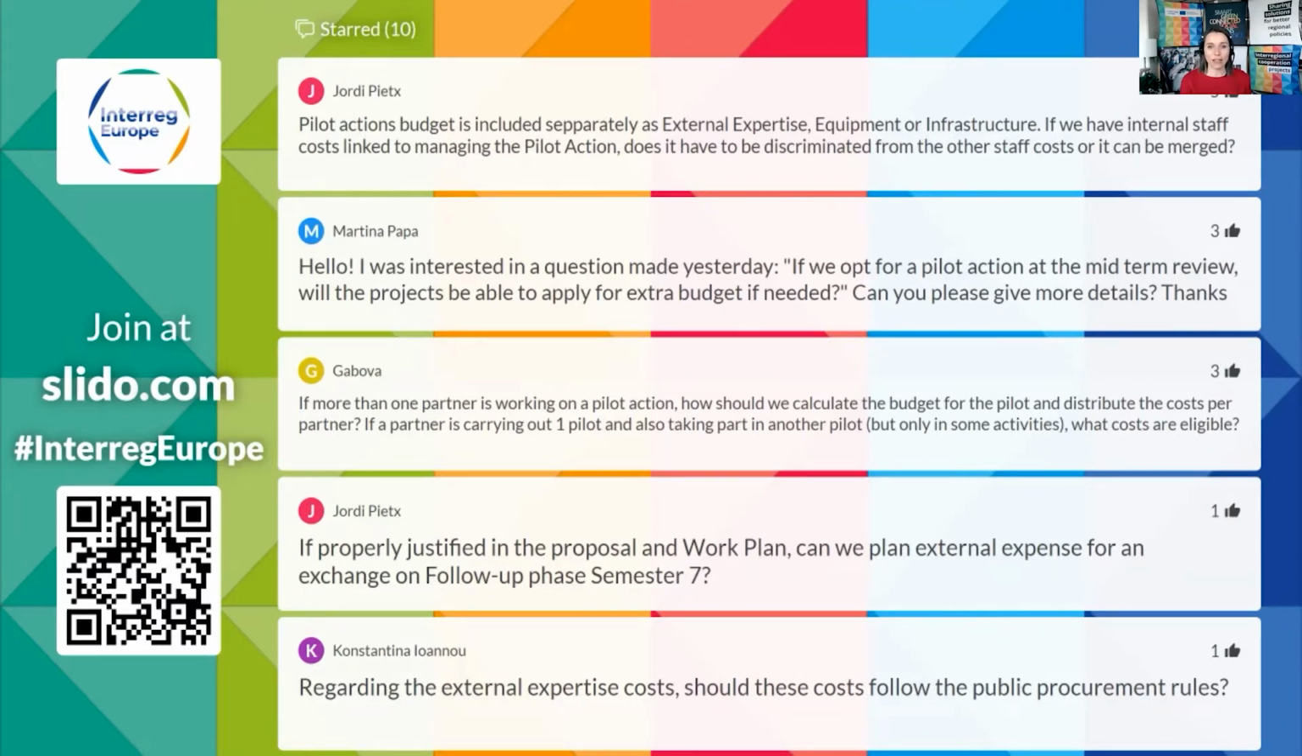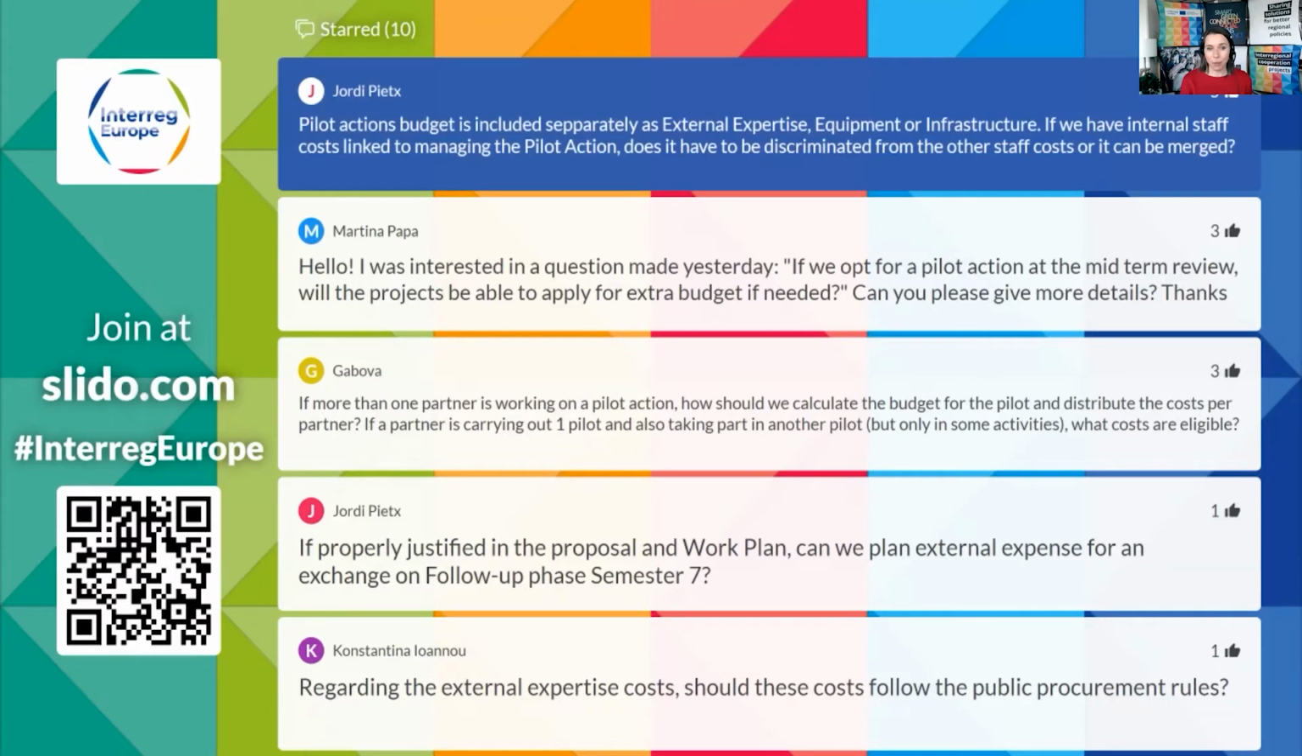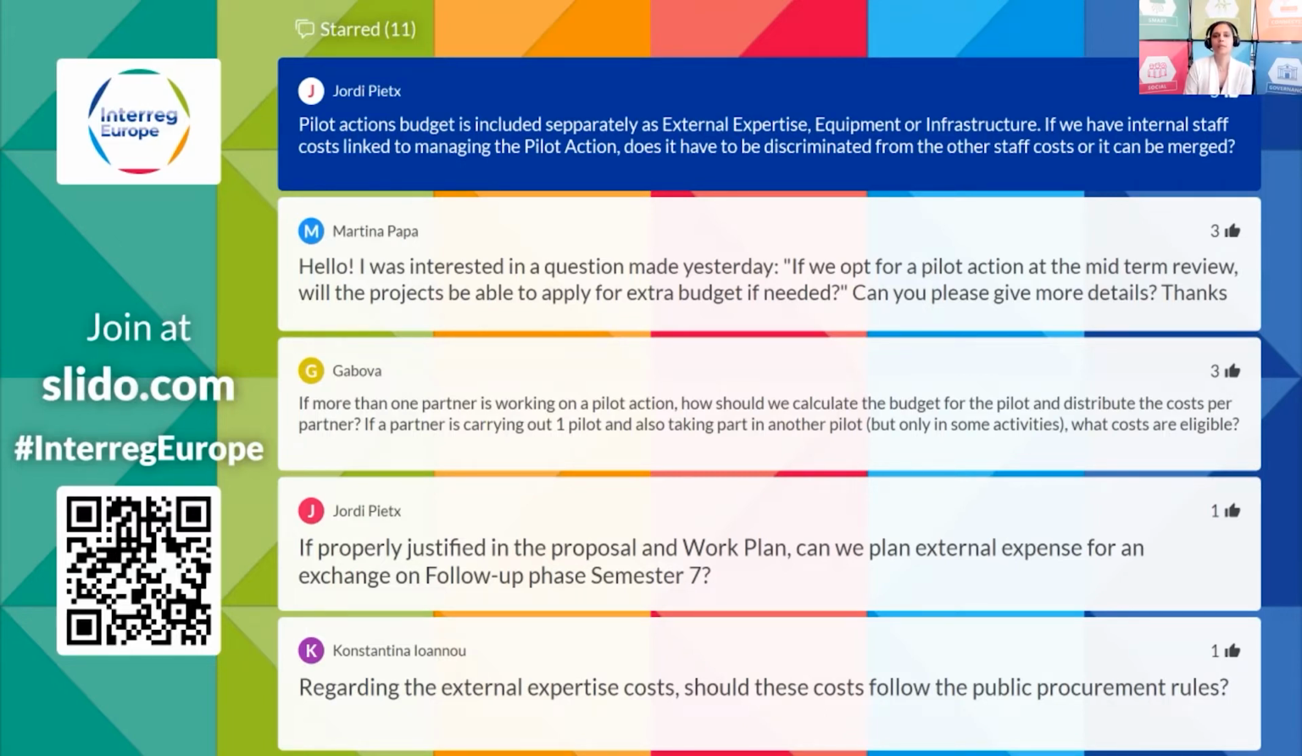Jordi, for example, is asking you about the pilot actions budget. Pilot actions budget is included separately as external expertise, equipment, or infrastructure. If we have internal staff costs linked to managing the pilot action, does it have to be discriminated from the other staff costs, or can it be merged? So in fact, the budget of the pilot action is actually integrated in your total budget. So there will be no separate budget for the pilot action in the budget. You have to take into account the budget of the pilot in your total budget.